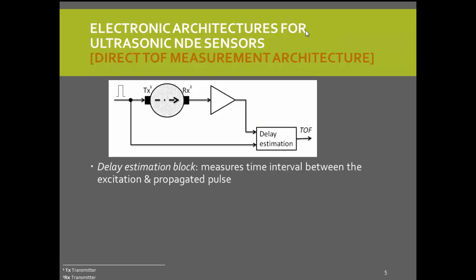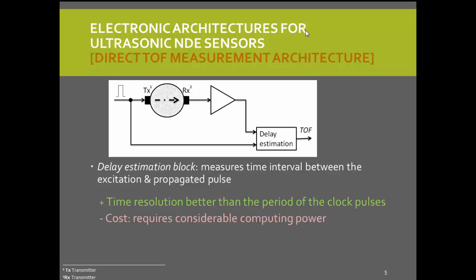So the first architecture is called direct time of flight measurement. So we have here the transmitter and receiver, and in this area will be the medium, which is the water, and then we have to use an amplifier to compensate for energy and conversion loss when the signal travels through the water, and then we have this delay estimation block, which measures the time difference between the instances of detection of the excitation pulse and propagated pulse.